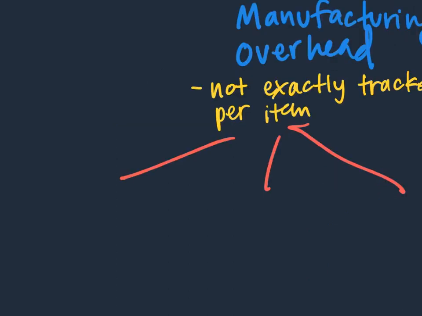The first is indirect labor. Now, indirect labor is still labor that occurs in the factory. It is still labor that is involved in building our product. But what differentiates indirect labor from direct labor? And that differentiation is that indirect labor is not assembly line. So it occurs in the factory, but not on the assembly line.